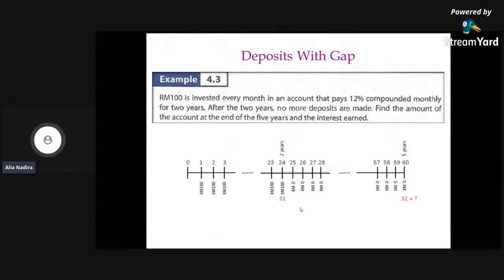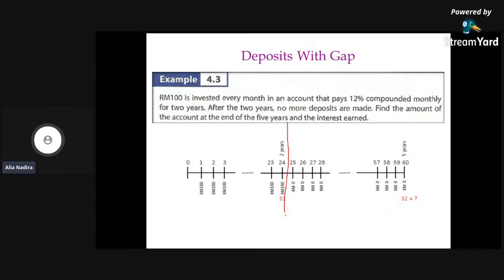Okay, so here we have an example with the deposit with cap. Okay, so deposit with cap here is you akan masuk one amount, okay, in certain of time untuk suatu tempoh, but then after that you tak masuk any amount. Okay, so kita akan tengok. So like in this example, dia cakap 100 ringgit is invested every month in account pay 12% compounded monthly for 2 years. Okay, untuk 2 tahun pertama dia masuk 100 ringgit setiap bulan.